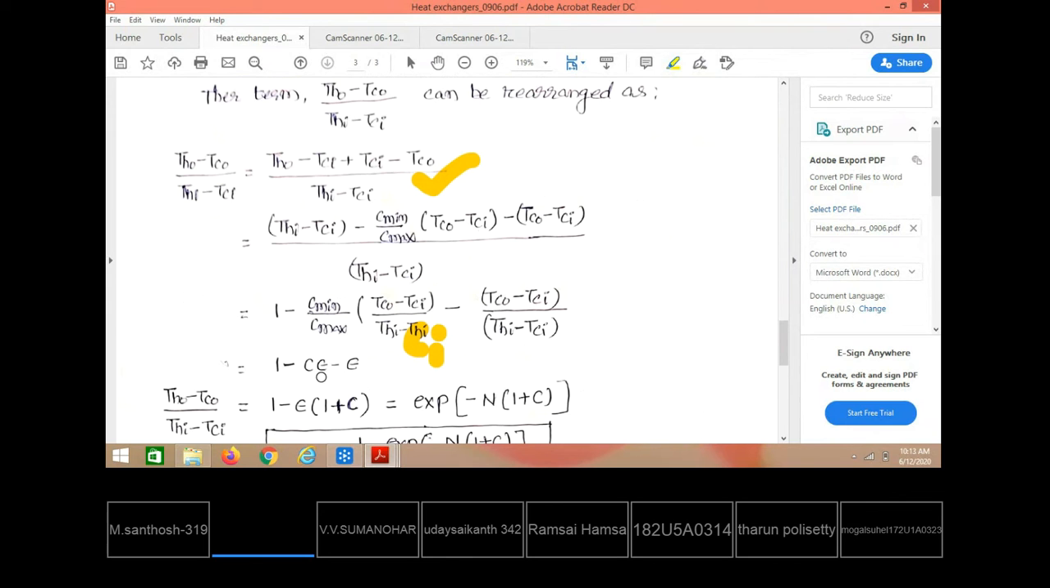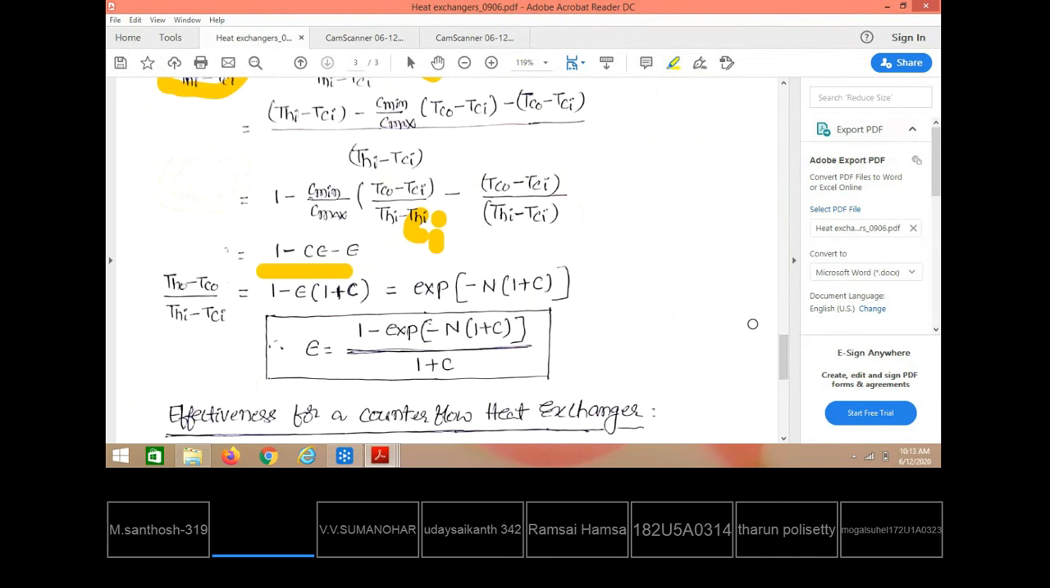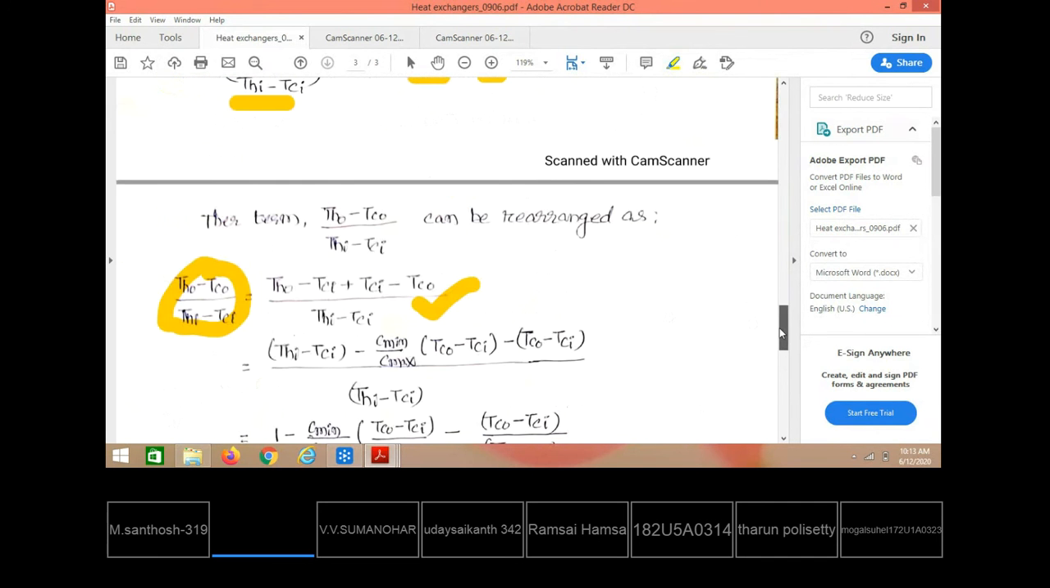What is C minimum by C maximum? The heat capacity ratio, C. And what is this ratio? It is the actual heat transfer by the maximum possible heat transfer, the effectiveness. Again, this is actual heat transfer by maximum heat transfer, therefore effectiveness. So overall this ratio can be written as 1 minus the heat capacity ratio times effectiveness, minus effectiveness. That is what I have written, and I already know that.